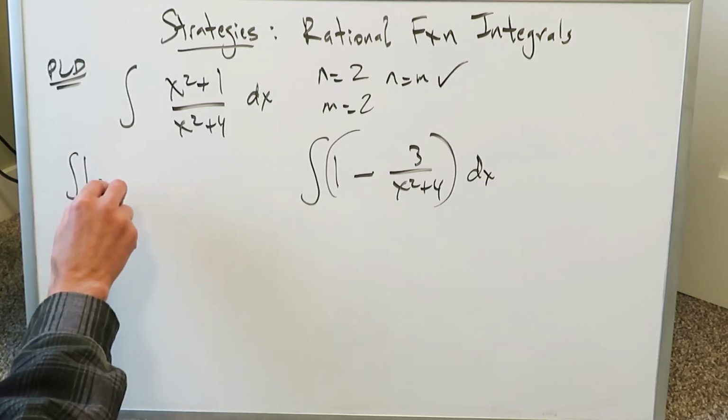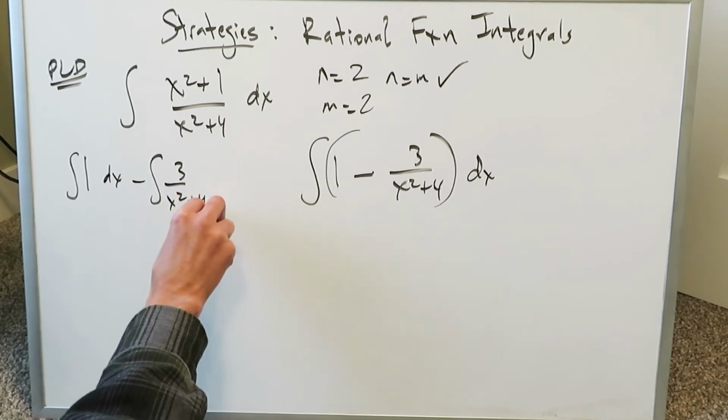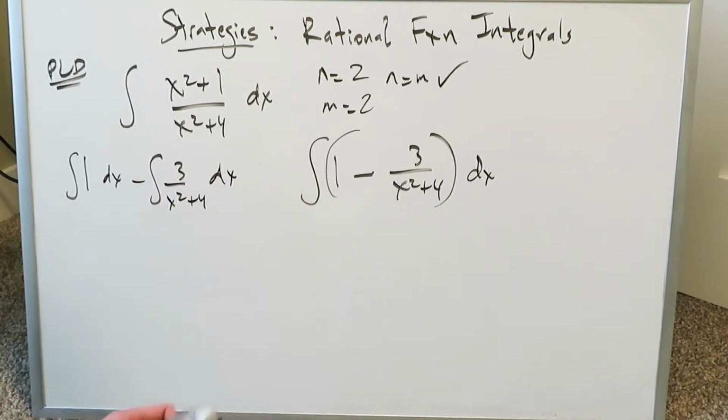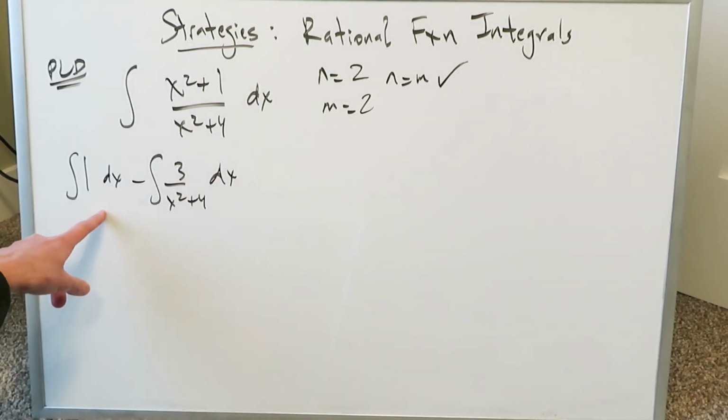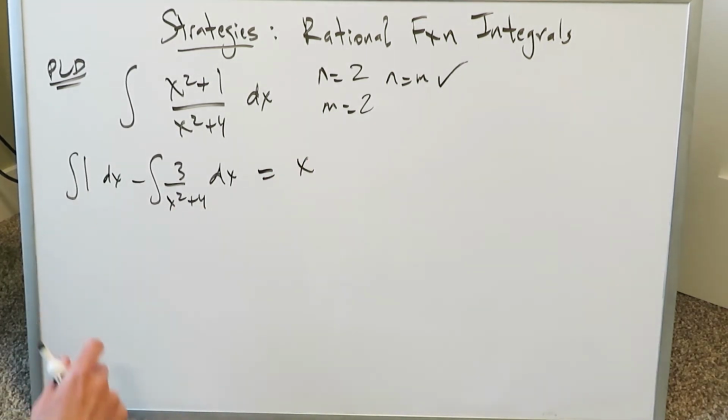We're looking at the integral of 1 dx minus 3 over x squared plus 4 dx. Now we've just created this space. This first part is easy. This is just going to generate your x antiderivative. This part right here is a challenge.